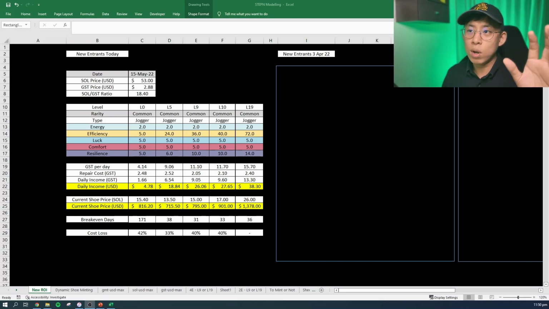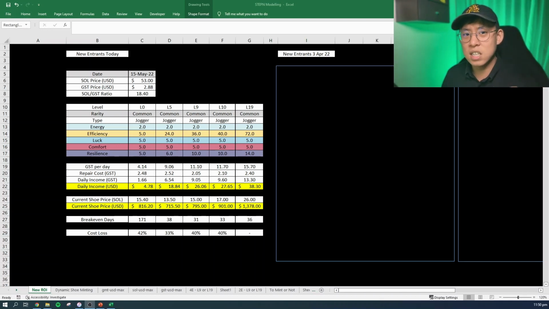And so if you want to level your shoe up from level 0 to level 9, that would actually take you at least 9 days, as compared to going straight to the market to buy a shoe at level 9 and earning at a level 9 rate straight away. For a level 5 shoe, it will take you 38 days to break even. For a level 9 shoe, it will take you 31 days. At level 10, it will take you 33 days. And level 19 will take you 36 days.